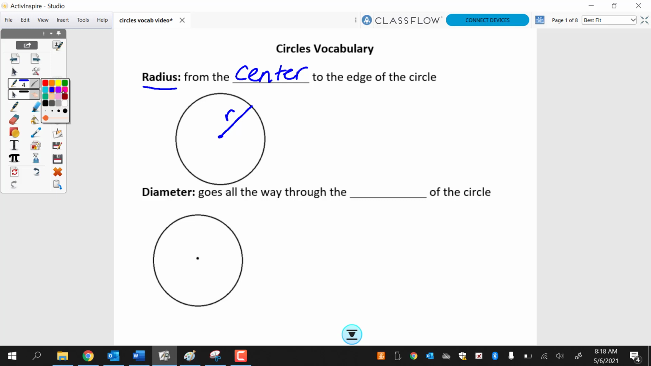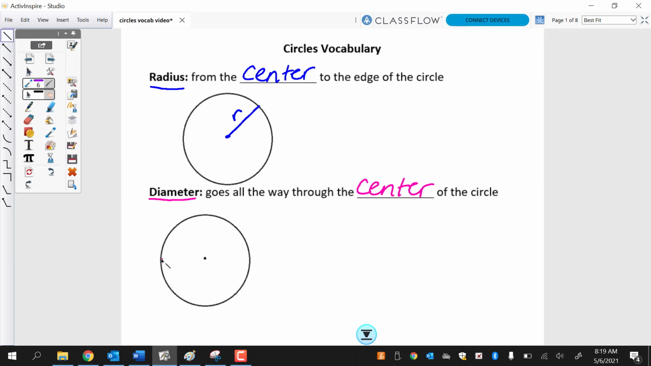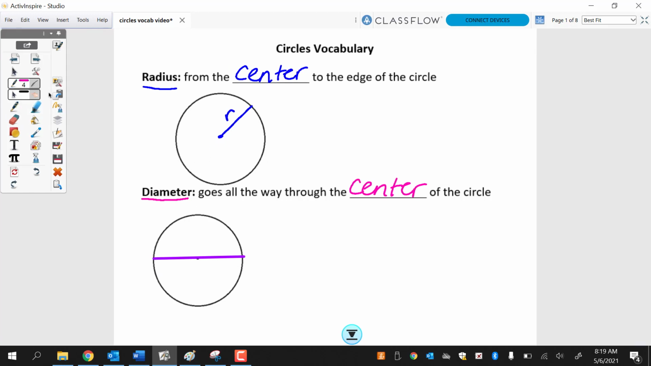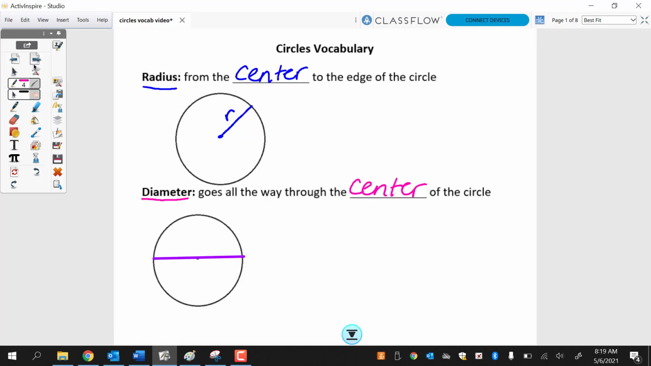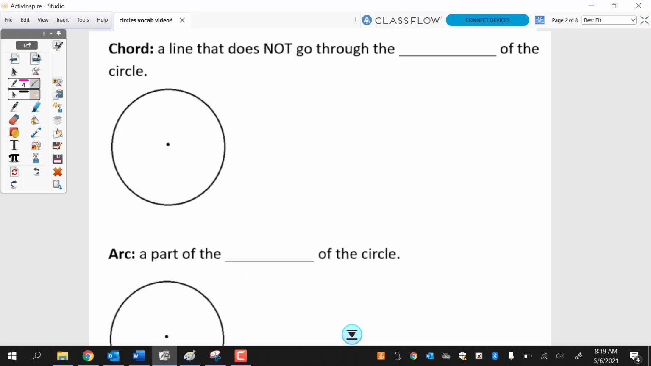Something we haven't talked about as much, but I'm sure you did in middle school, was diameter. And we know diameter goes all the way through the center of the circle. And it goes from edge to edge, but it does go through the center. So I'm going to try and draw it as straight as I possibly can. Oh, I can use the straight line tool. Here we go. So straight through the center. Boom. The end points are on the edges. So it's kind of like the radius, but it goes to the other side also. We're not going to use diameter a lot, so don't worry about it so much.